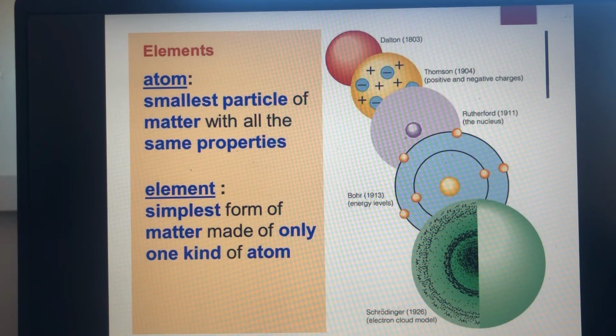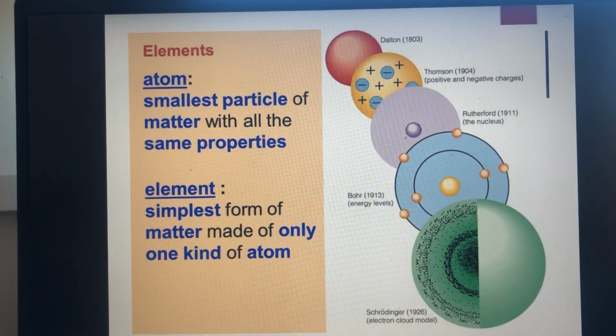So if we say carbon is an element, sorry, my dogs are having a little bit of fun.